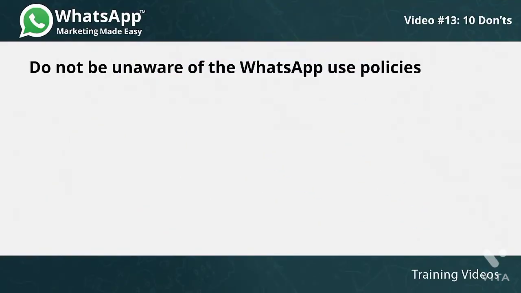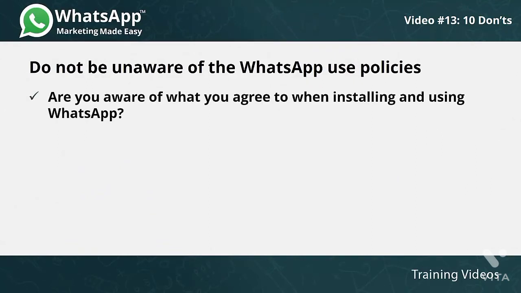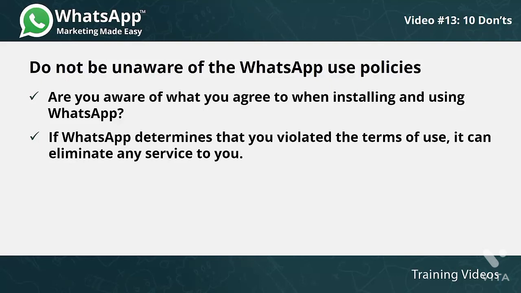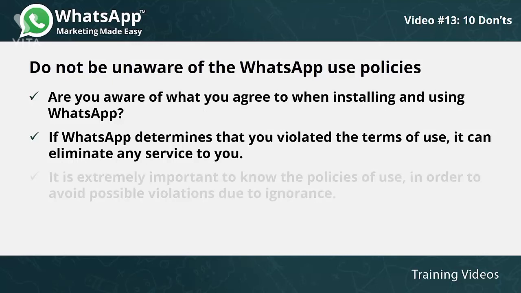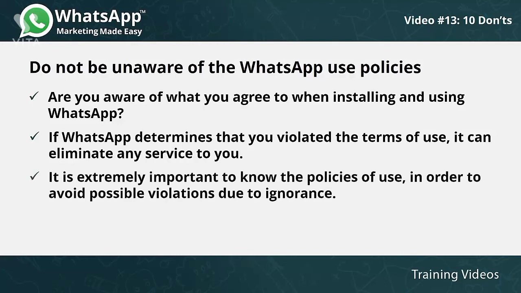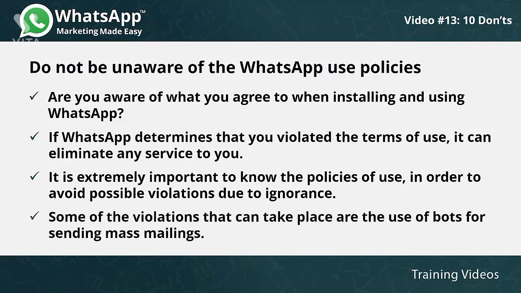Do not be unaware of the WhatsApp use policies. Are you aware of what you agree to when installing and using WhatsApp? Have you ever stopped to read the WhatsApp terms to know the responsibilities you assume? If WhatsApp determines that you violated the terms of use, it can eliminate any service to you. To determine if you have done this, WhatsApp will consider its authorized employees, agents, or sub-agents criteria. It is extremely important to know the policies of use in order to avoid possible violations due to ignorance. Some of the violations that can take place are the use of bots for sending mass mailings and the use of pornographic messages, among others.